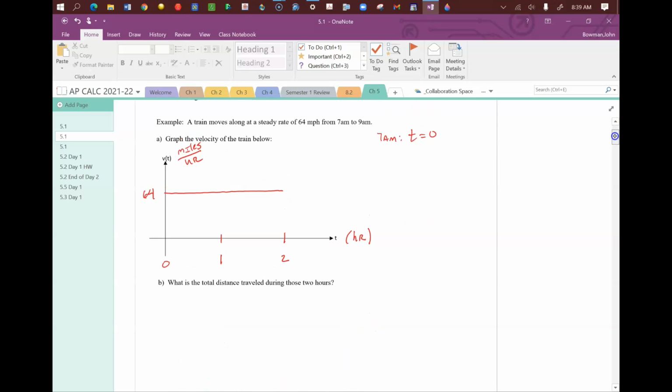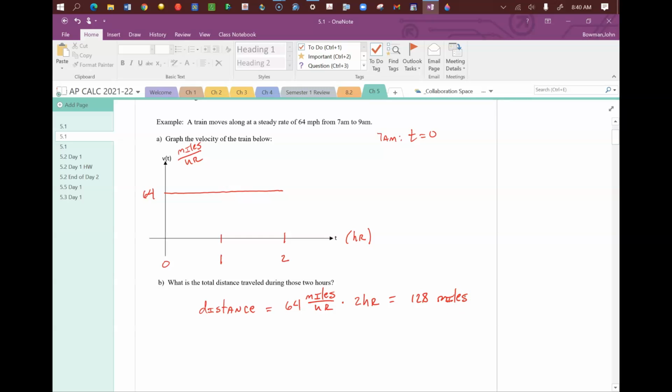In part B, we are asked to find the total distance traveled during those 2 hours. To find the distance, we take the velocity, which is 64 miles per hour, and multiply it times the time that it was traveling at that velocity, which is 2 hours, and that gives us 128 miles.